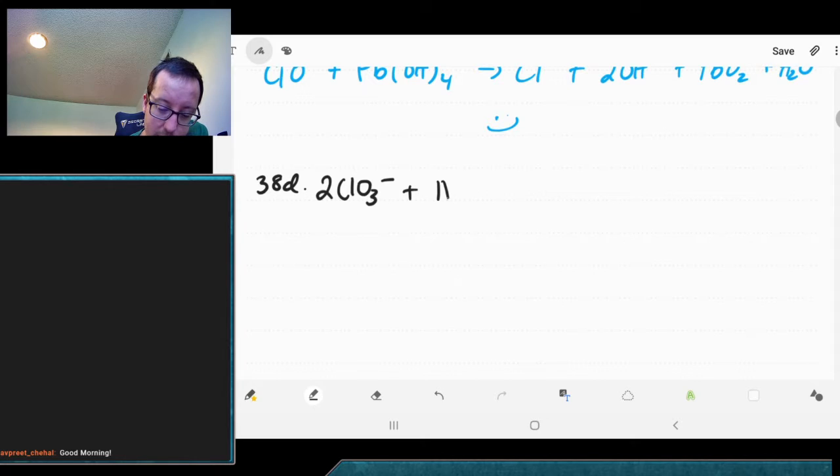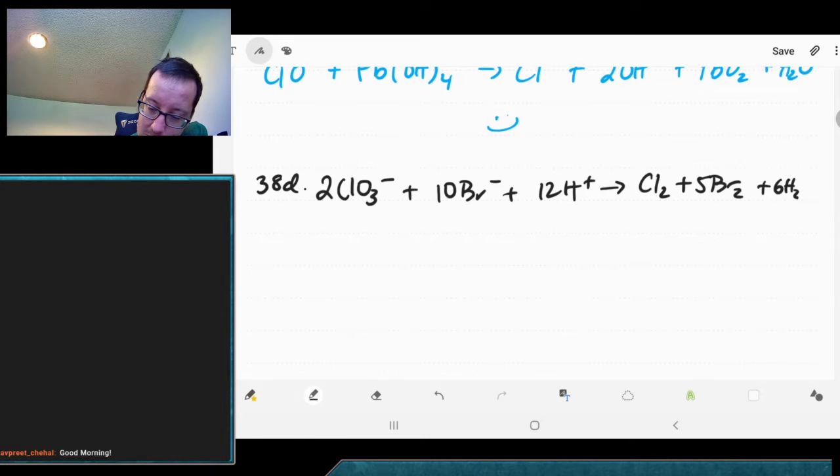So we have chlorate plus some bromides plus 12 H plus turns into Cl2 plus Br2 plus 6 waters. Okay, let's look at this reaction and see if we can identify the half reactions that are taking place here.